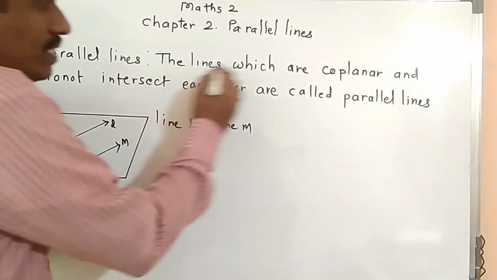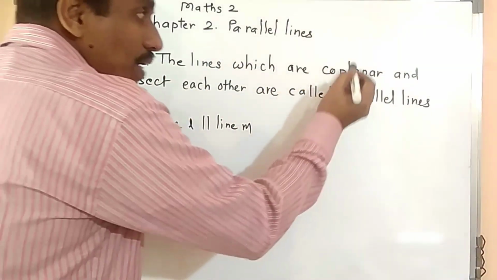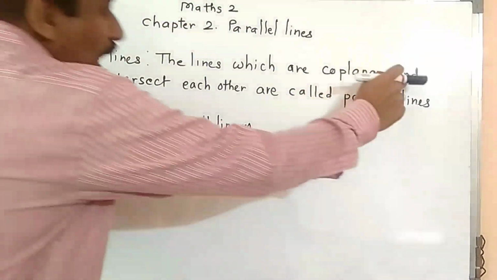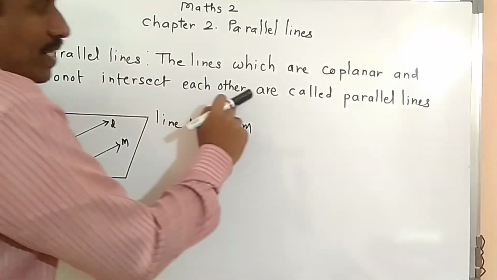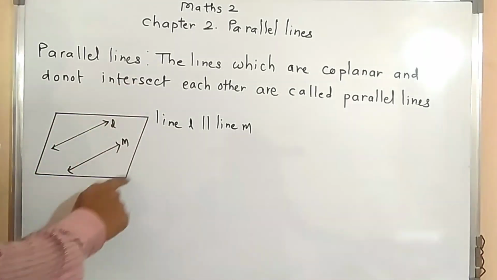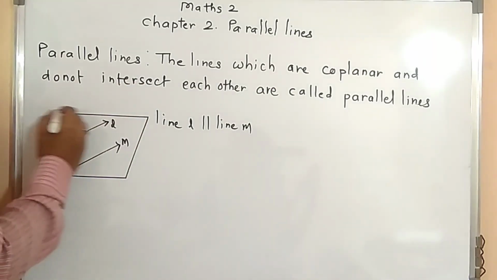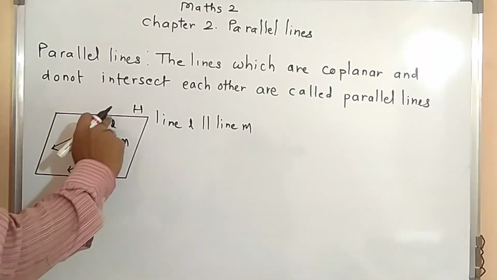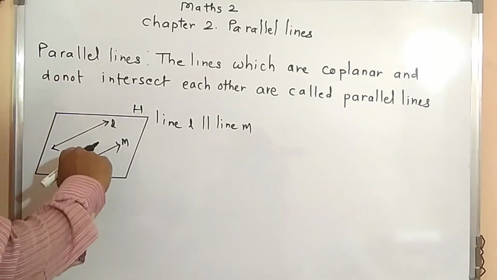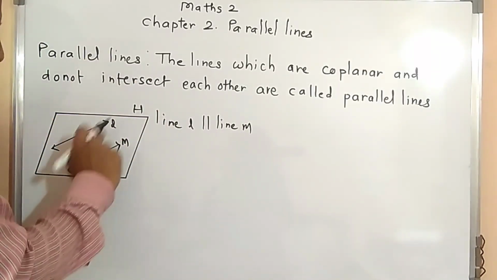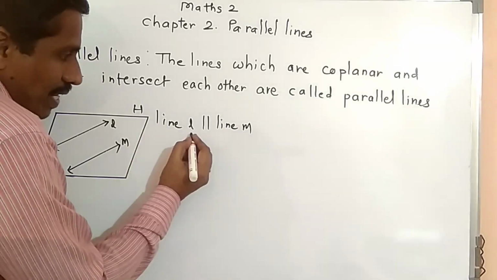Parallel lines. The lines which are coplanar. What do you mean by coplanar lines? Lines which lie in the same plane and do not intersect each other are called parallel lines. Here I have drawn one figure. This is plane H. In this plane, line L and line M are such that if I extend these lines, they do not intersect each other, and therefore line L is parallel to line M.